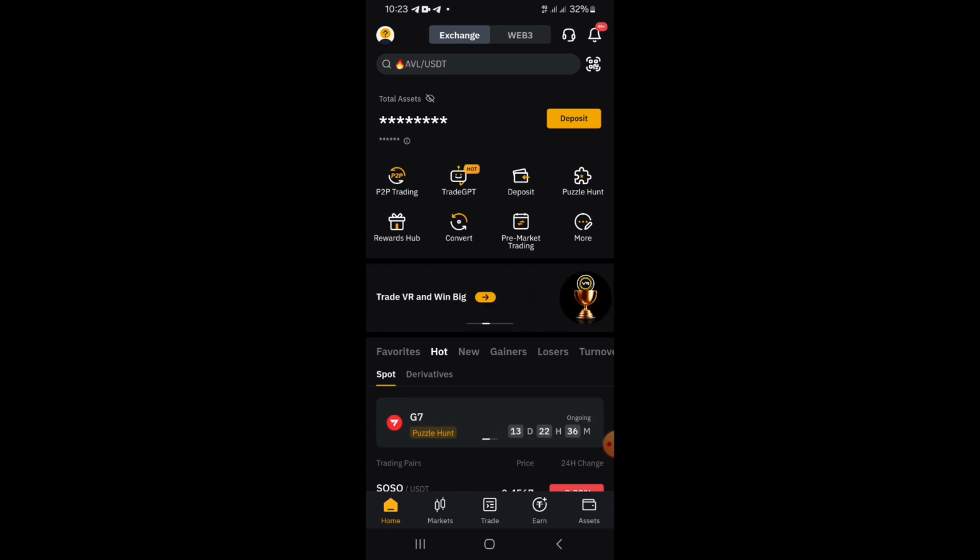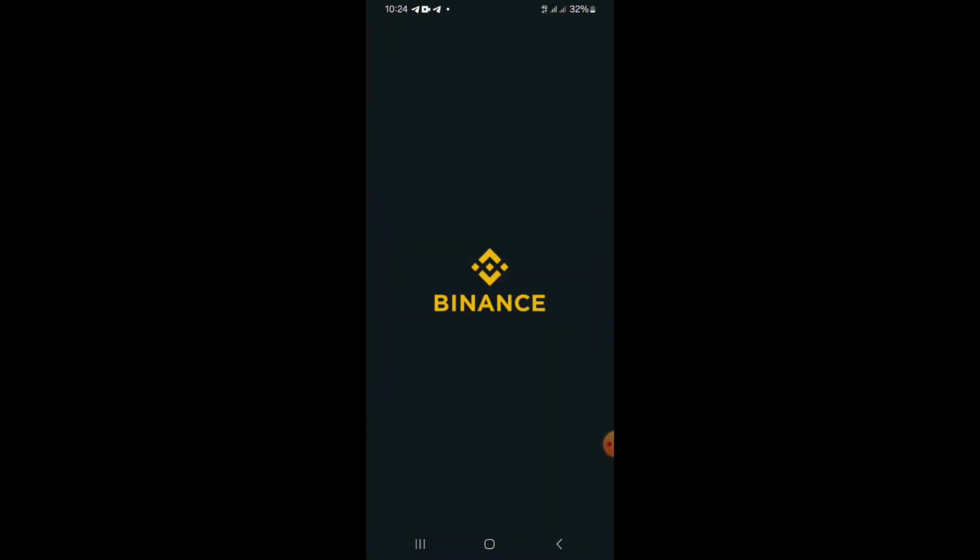Like me now, I don't normally use Bybit to trade. So if you want to send crypto from one exchange to another, this is how you do it. Let's assume you want to send the crypto from Binance. So you will come on Binance.